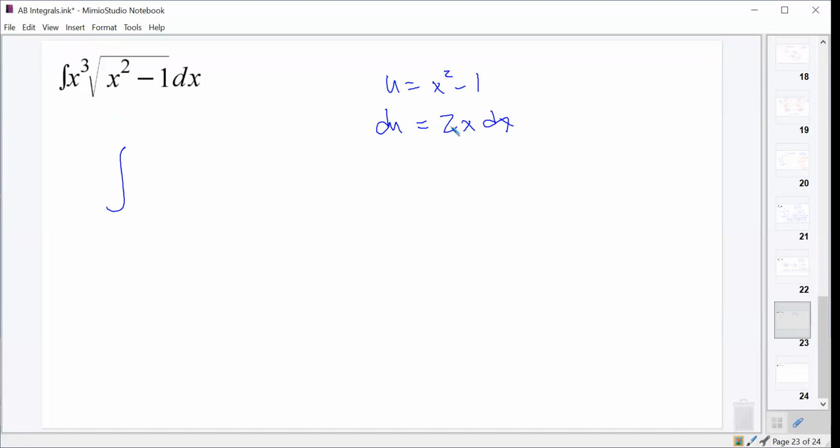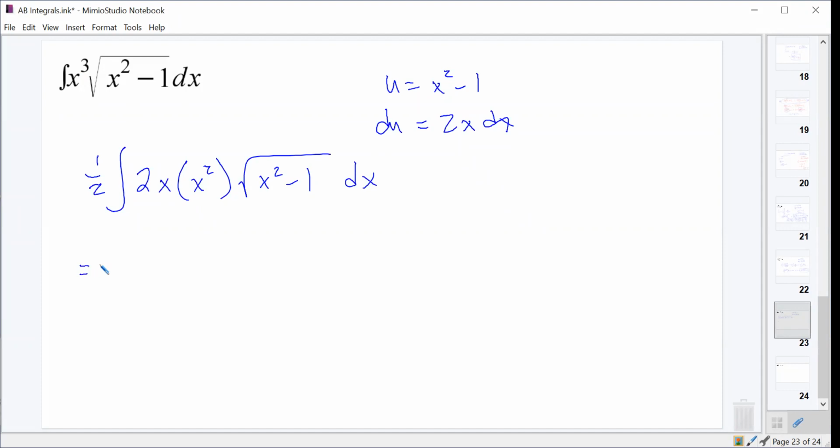not 2x. Can I put the 2 in there? I'm putting a 1/2 here. Yeah. And so if I have a 2x, but I used to have an x cubed, I also need to have what in here? x squared. And then I've still got my square root of x squared minus 1 dx. We'll get rid of that x squared minus 1 in a second.